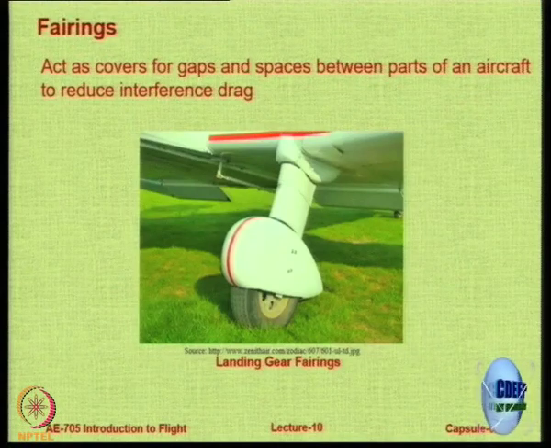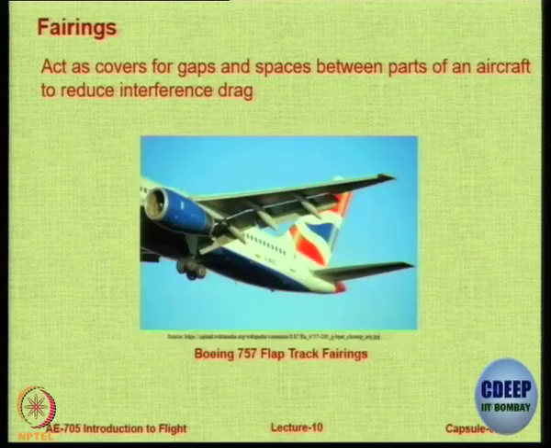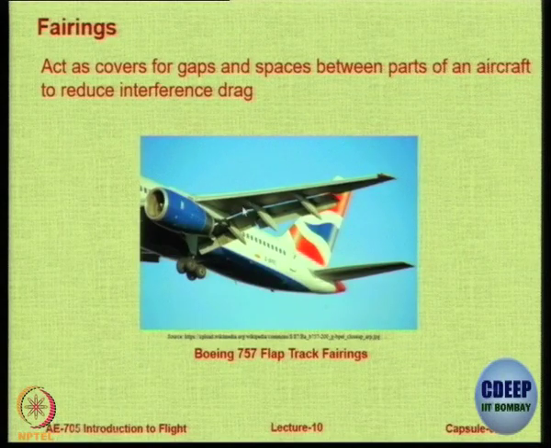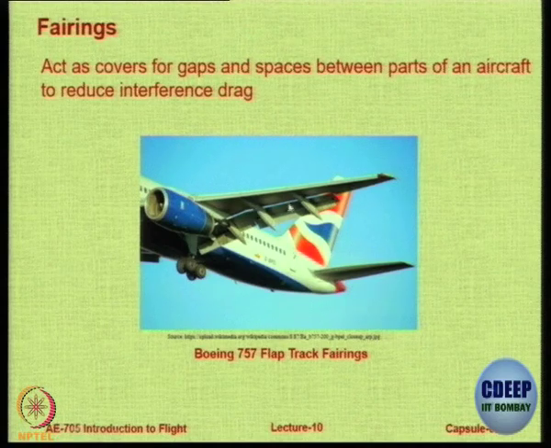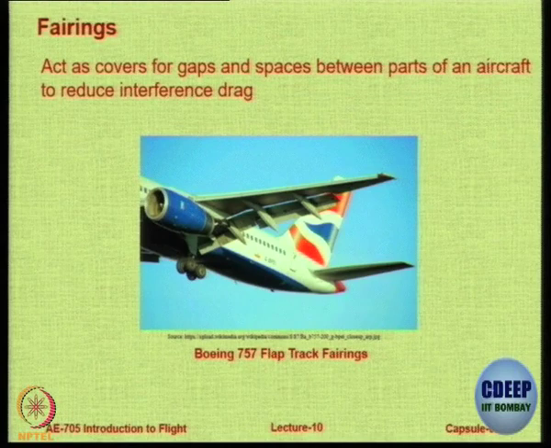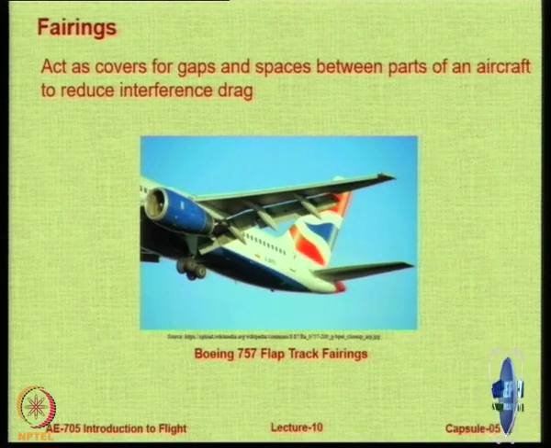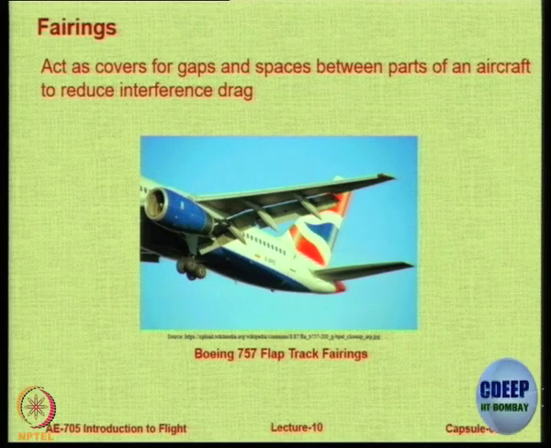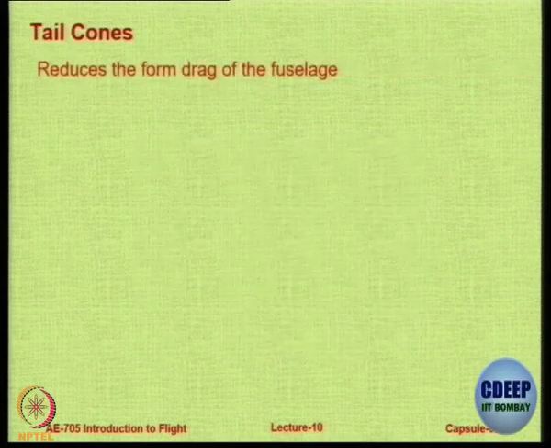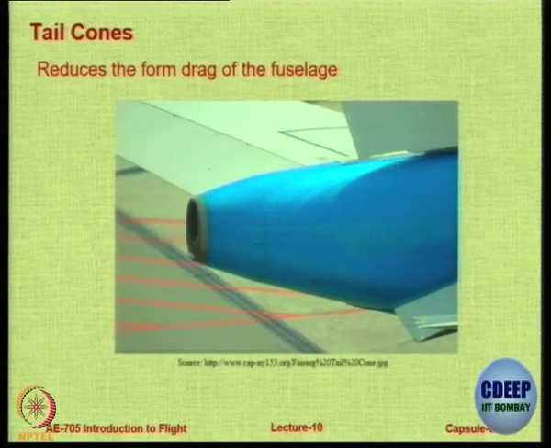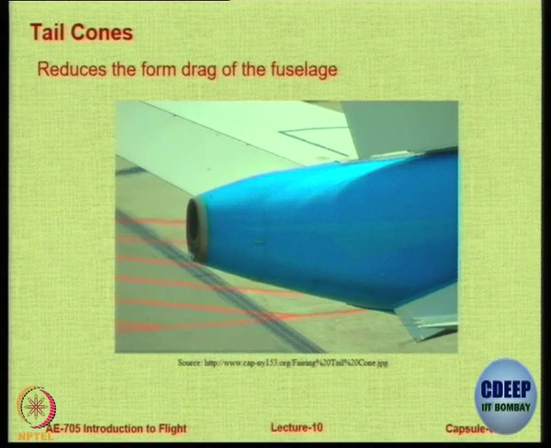Similarly, covers and cowlings or fairings, you can see flap track fairings. So these members have been given a particular shape essentially to reduce the drag. We need to have a flap track so that the flaps can move, but if you leave them exposed, they will create drag, so you normally fair them. And also the tail cone.